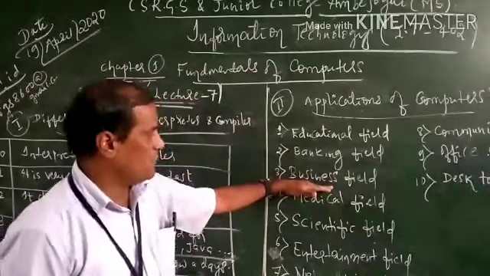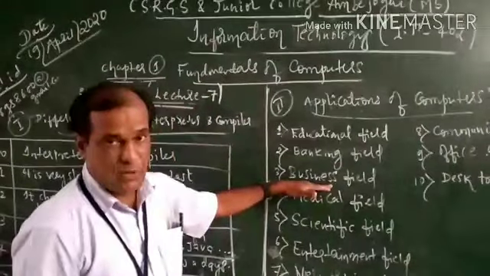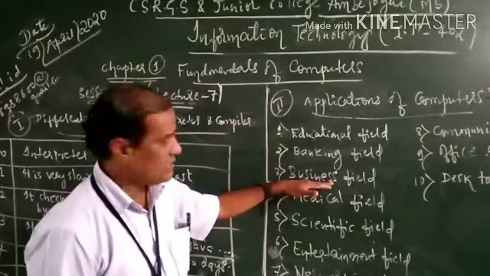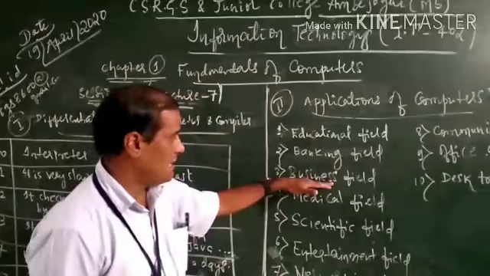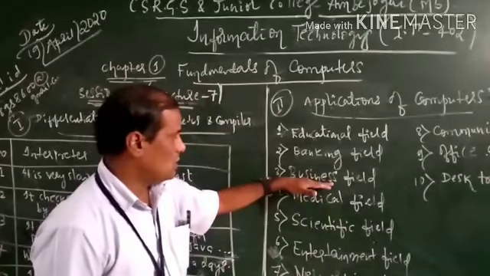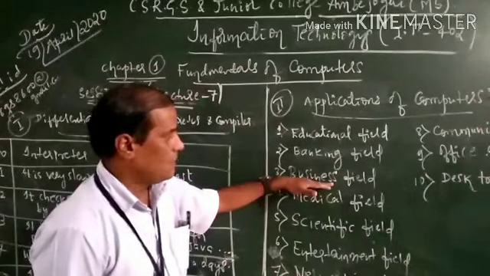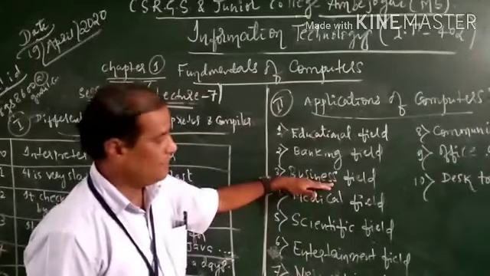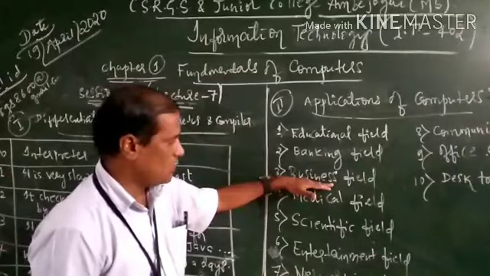Third one, business field. Our computer plays an important role in the business field. We can see so many business persons using laptop computers, as I explained in the types of computers. They are specially used for the business field. That means business persons want to deal with business using computers. That's why computers play an important role in the business field.